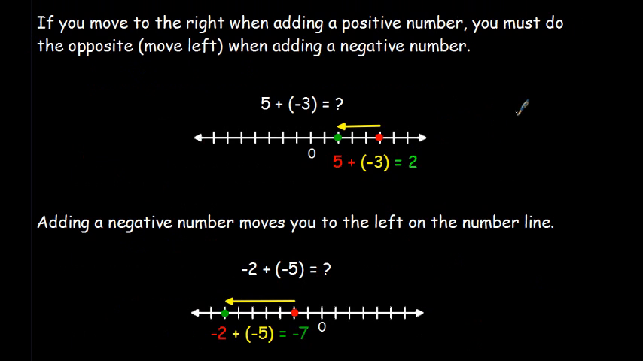Right now, if we move to the right when adding a positive number, that means you must do the opposite, which is move to the left when adding a negative. So it's kind of like flipping around backwards. So in this example, they started at 5, added a negative 3. So since it was negative, they moved left 3, and then ended on the 2. So adding a negative number moves you to the left on the number line. So again, started at negative 2, added a negative, so you're going left. So 1, 2, 3, 4, 5, ends at negative 7. So that's what that all means.